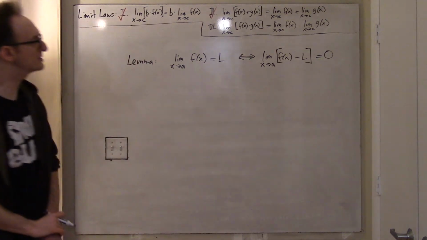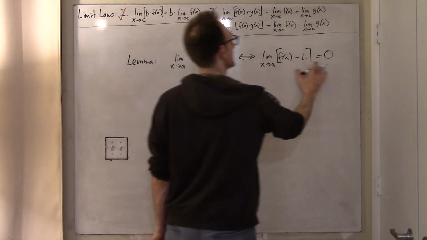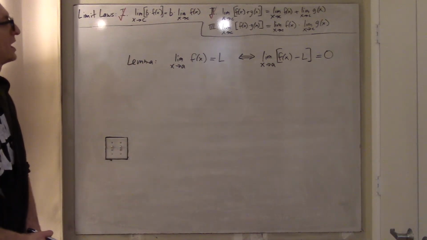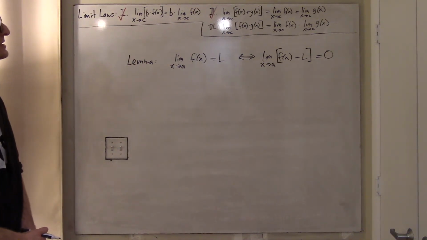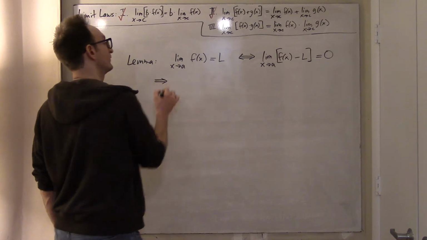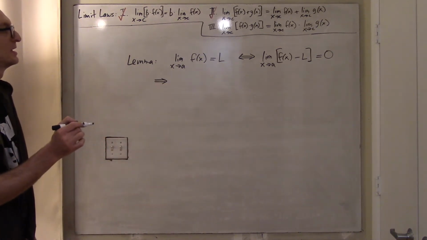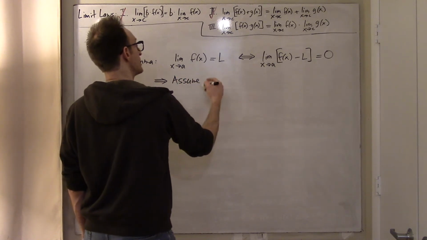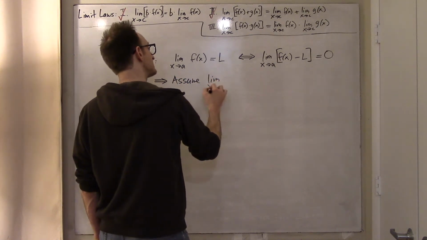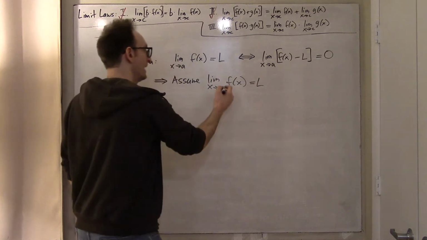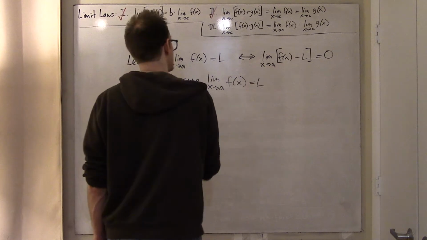Okay, so I want to show that this is true. I haven't actually thought about this in a long time. I hope this is kind of easy. Okay, so let's go. Let's first do the forward direction. So assume, I think this is really easy, so assume that the limit as x approaches a of f is L. Okay, great. Now I want to show that this limit is 0.